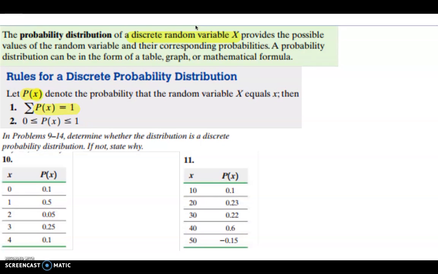So remember, in a probability distribution, the sum of all the probabilities has to add up to exactly 1, or 100%. And the probability of any individual outcome has to be between 0 and 1 inclusive. You can't have more than 1. You can't have negatives. It's got to be between 0 and 1 inclusive.